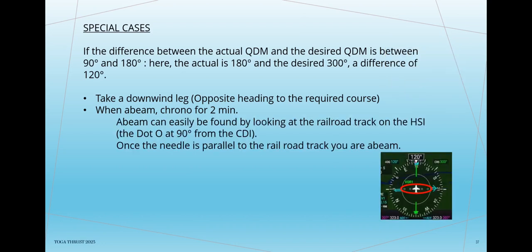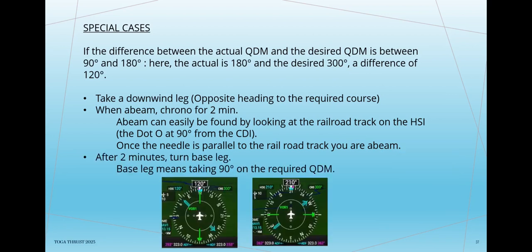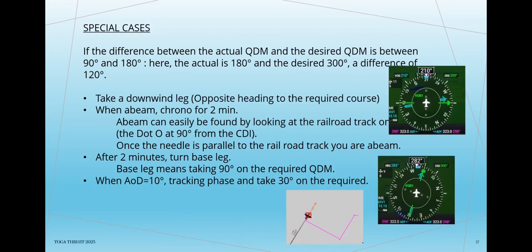A beam can easily be found by looking at the railroad track on the HSI, the dot at 90 degrees from the CDI. Once the needle is parallel to the railroad track, you are abeam. After 2 minutes, turn base leg. Base leg means taking 90 degrees on the required QDM. When the angle of difference equals 10 degrees, tracking phase and take 30 degrees on the required.